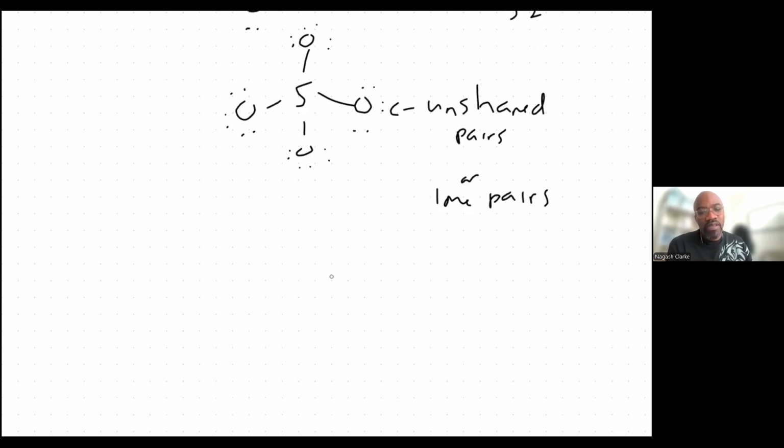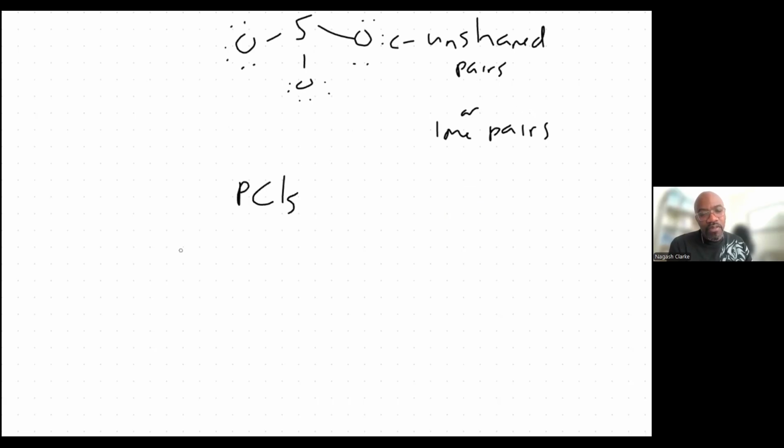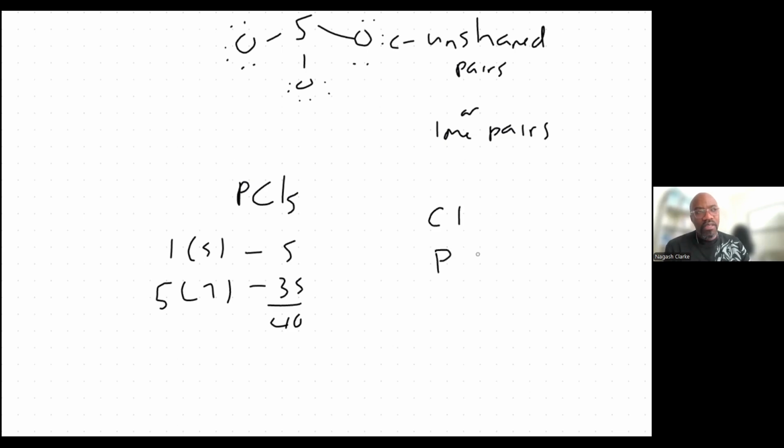So now let's look at something like PCl5. Talk about when you have variations from the octet rule. So we have one phosphorus, that's five. There are five chlorines, each having seven. That's 35. That's 40. Phosphorus is less electronegative than chlorine, put that in the middle. You don't find halogens in the middle very often.